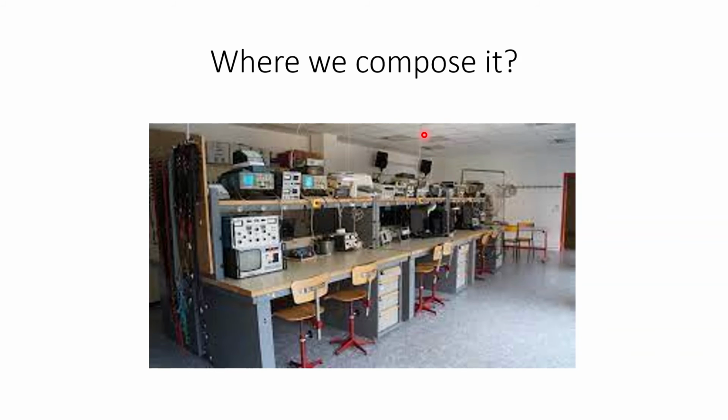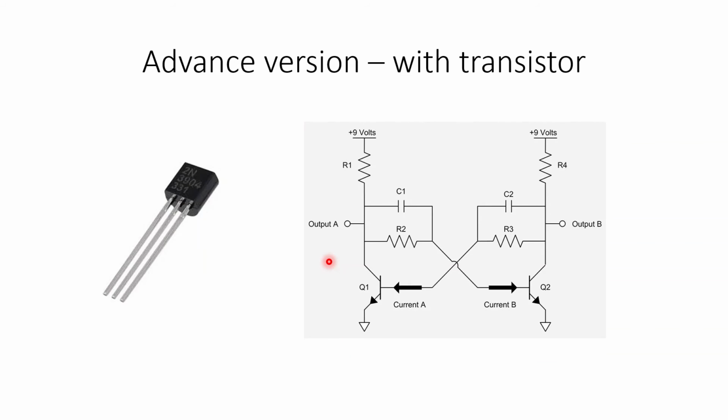And when we finish our experiment, we will compose our circuit. We will go to the electronic laboratory to do it. Okay, after we have some results, we will add a transistor to our basic circuit to make it more advanced. And this photo I found on the internet. It is a circuit in a real clock with a transistor.